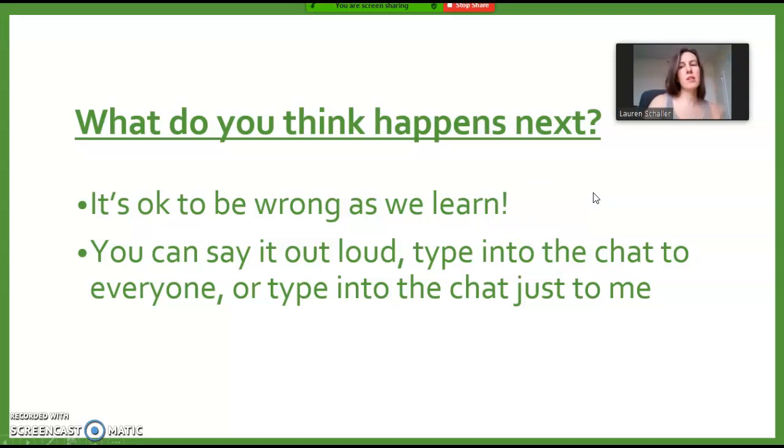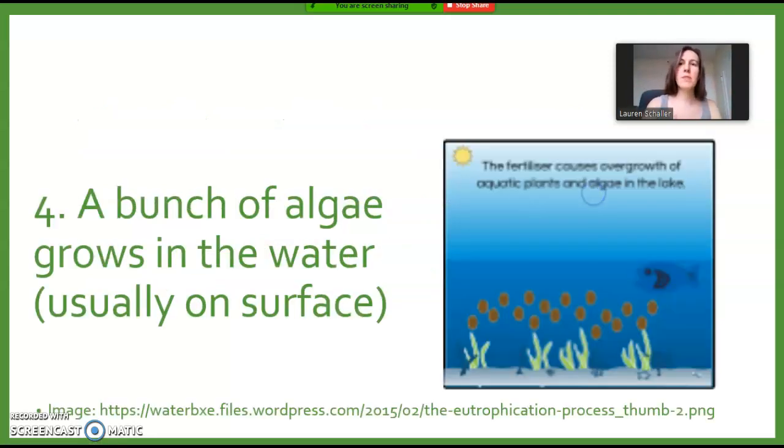Okay, good discussion going on. So here is my version. This is what happens next. So now we're on to number 4. All those fantastic, awesome nutrients get into the water, and a bunch of algae grows.